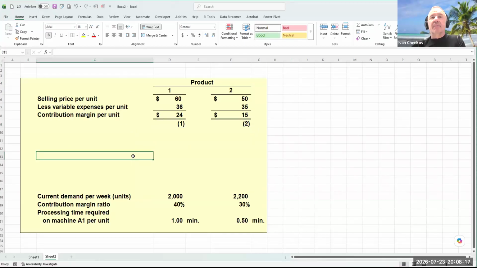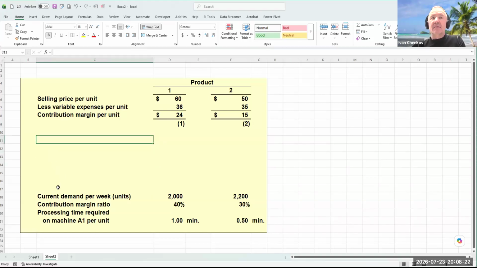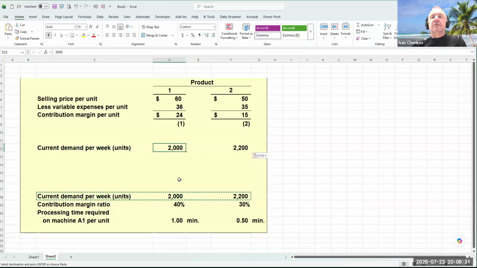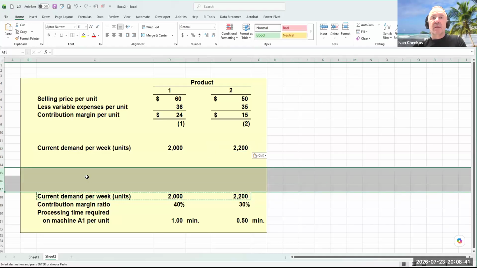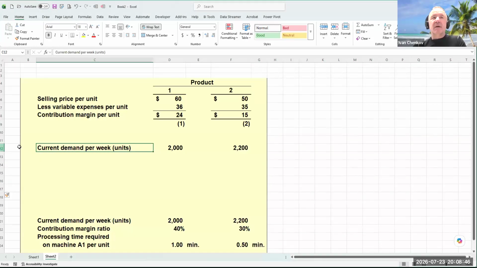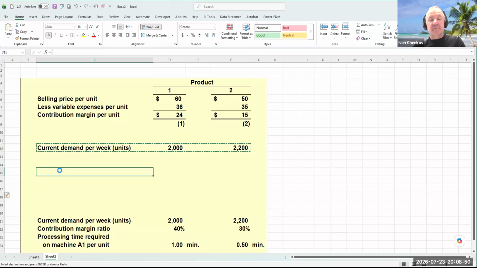Now, I have my demand. My demand is 2,000 units per week of product one and 2,200 units for product two. What's interesting here is the demand. Okay, we have the demand. That's great. I'm going to move it a little bit down.